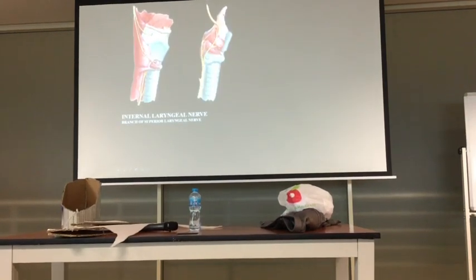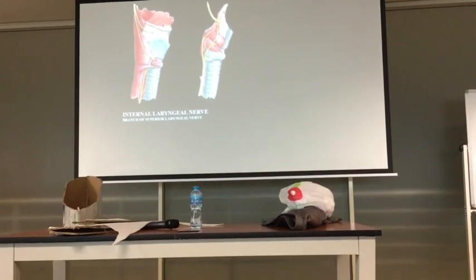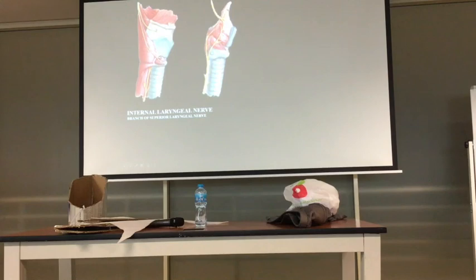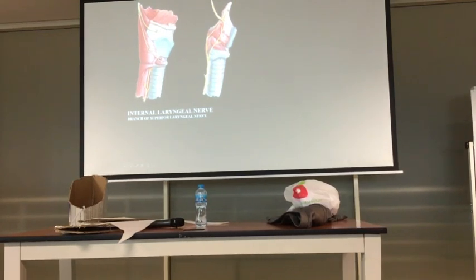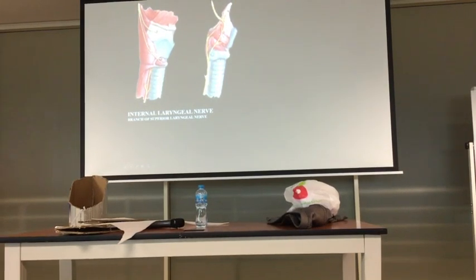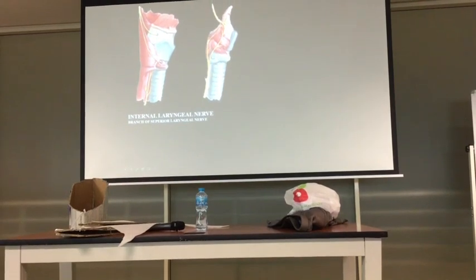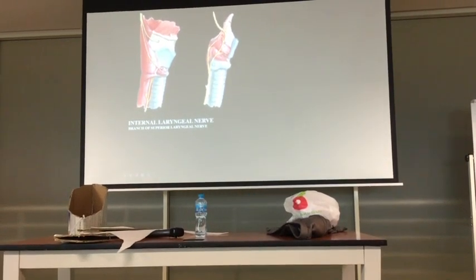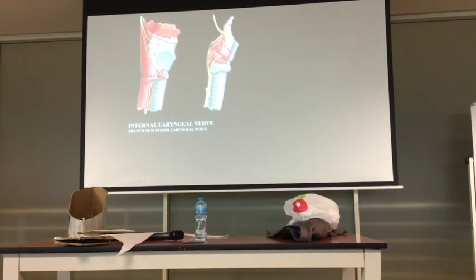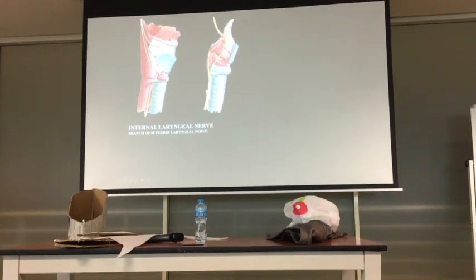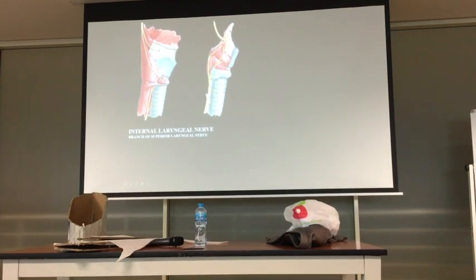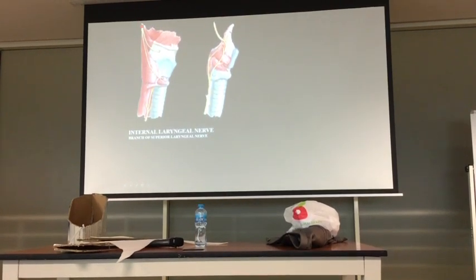Here is the internal laryngeal, supplying the supraglottic area. What supplies the infraglottic area for pain and temperature and reflex? Recurrent. The sensory nerve supply for the infraglottic area is recurrent. For the supraglottic area, internal. The cricothyroid is supplied by the external laryngeal. The rest of the muscles here are supplied by the recurrent laryngeal.